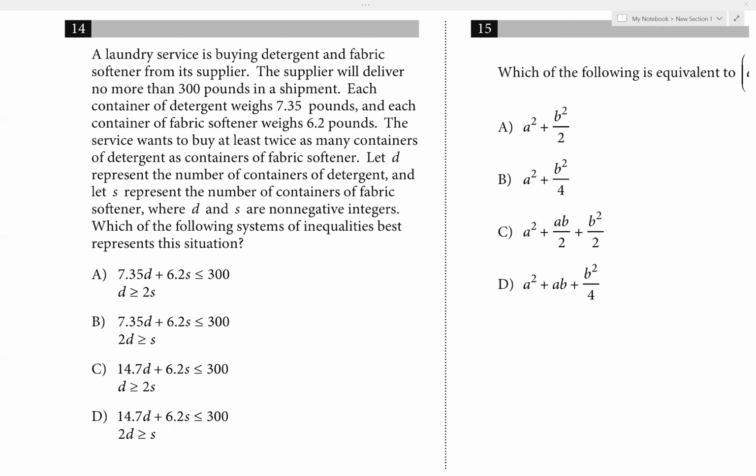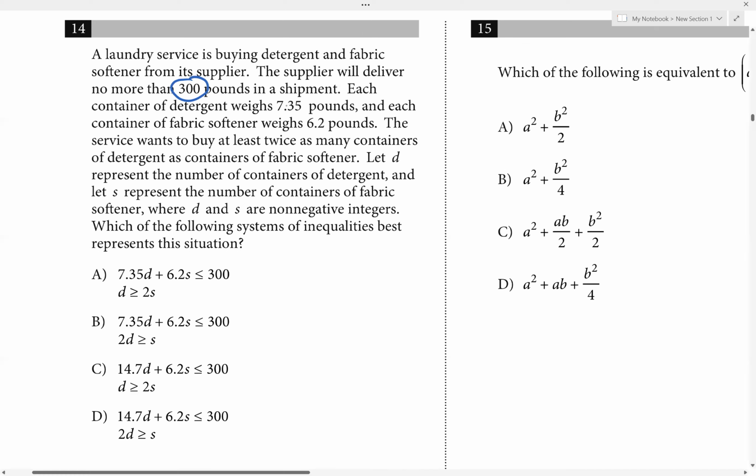All right, so the first thing is that the total weight for the shipment cannot go over 300. The supplier will deliver no more than 300 pounds, so the total weight has to be less than or equal to 300, because it's no more than. It can't be bigger than 300, so it has to be smaller than or equal to 300. So how do we represent the total weight here?